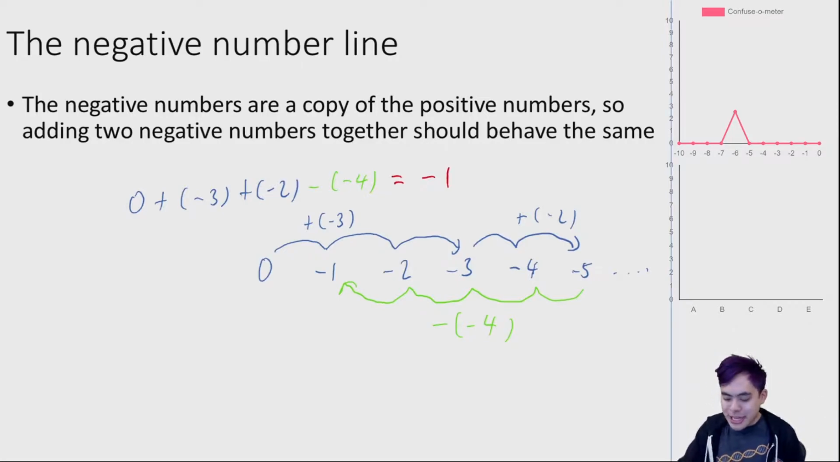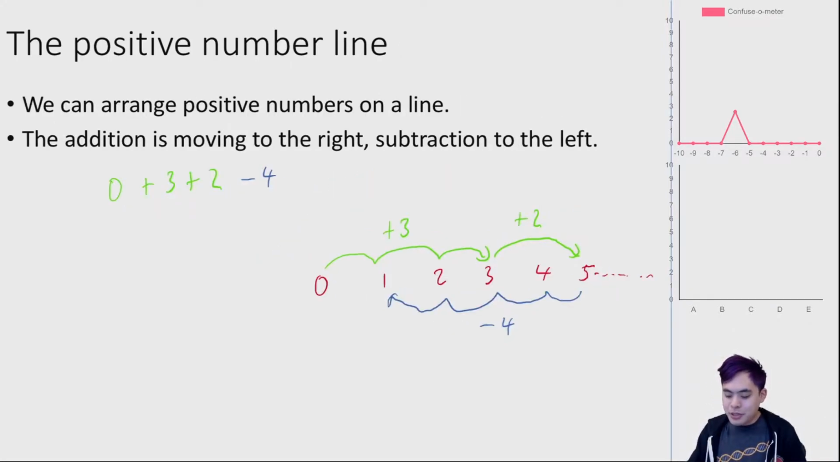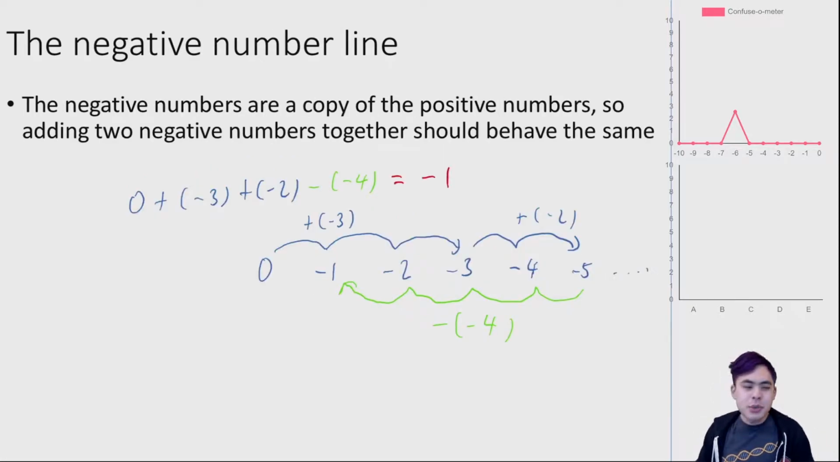All we've done is we've exactly copied what we did with the positive number line, and we just said, well, maybe since we made a copy of the numbers, then we should make a copy of the number line. So that's what we did, but now, of course, we have to combine the two lines.